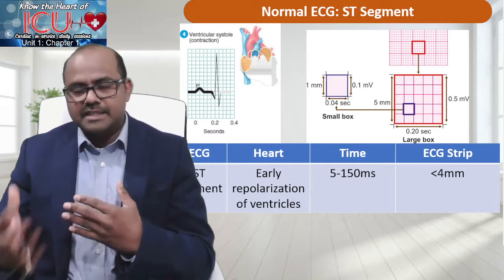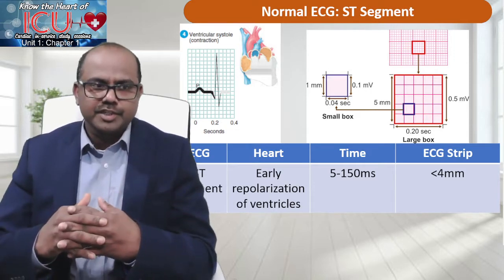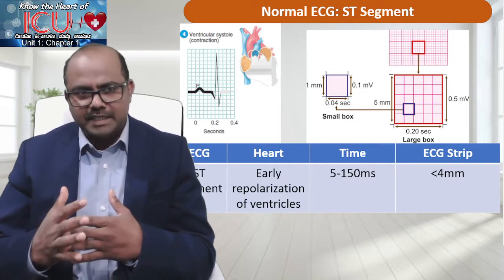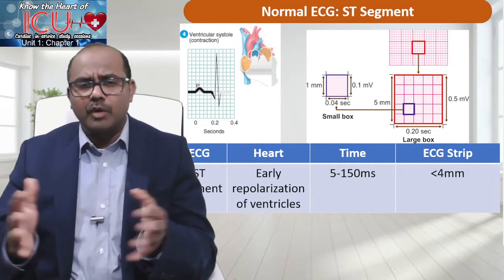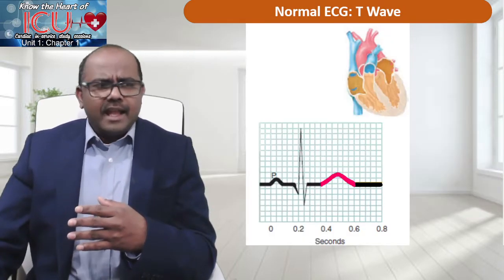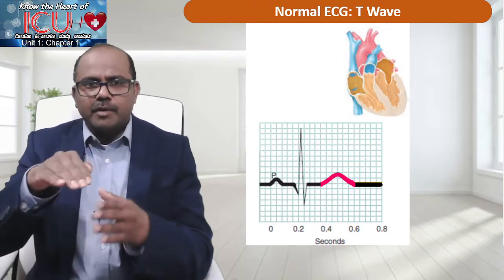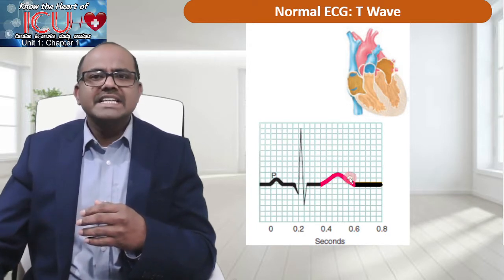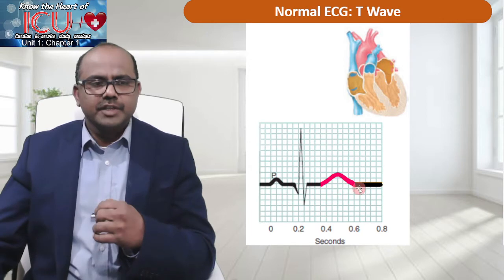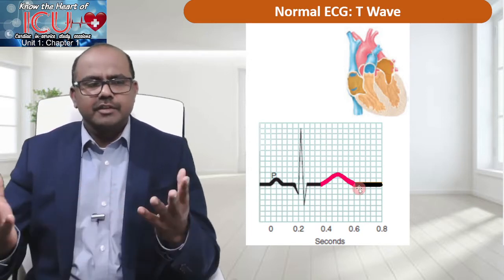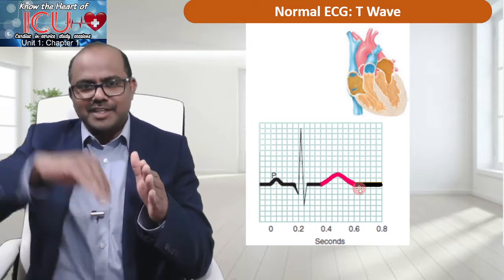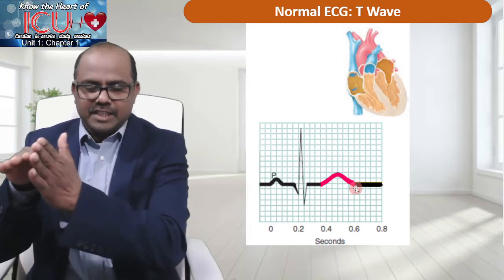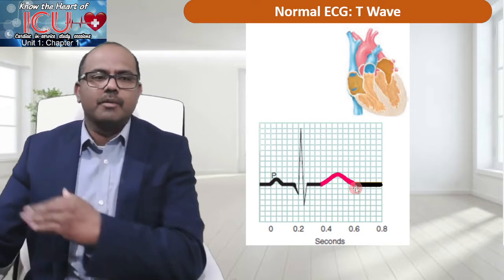Usually the ST segment indicates an early repolarization of the ventricle. And the usual time for the ST segment is around 5 to 150 milliseconds, or technically less than 4 mm in length. And after the early phase of repolarization, you have a late phase of repolarization that is denoted by your T wave. The end of the T wave is the end of ventricular depolarization and repolarization, and then it goes to the isoelectric line. It waits until the next SA node firing to form a P wave.